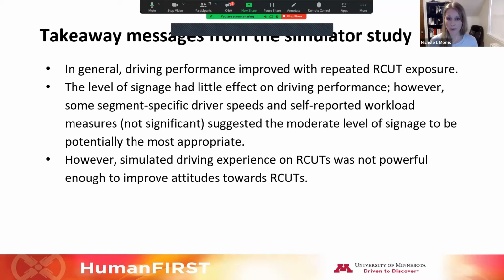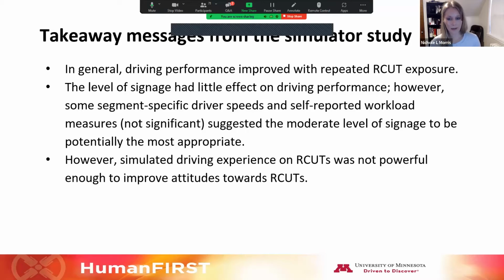At the same time, we really don't want to rely on drivers to have to test this out on their own, because that first exposure could result in some really critical errors or errors that result in crashes. So we want to make the first exposure a really good one.